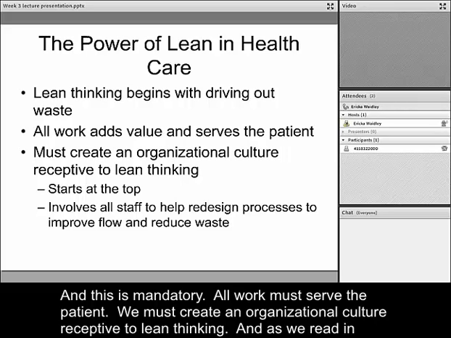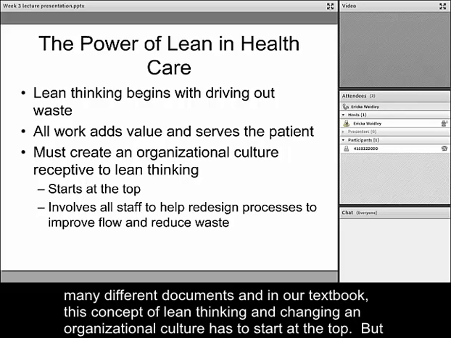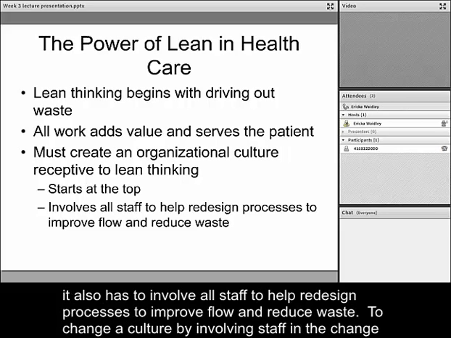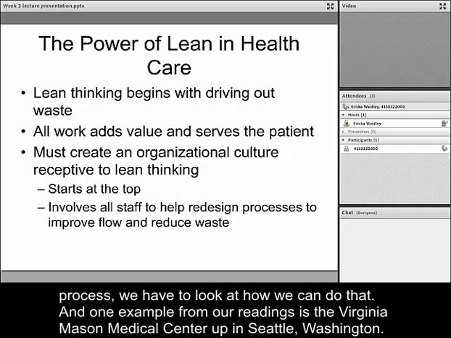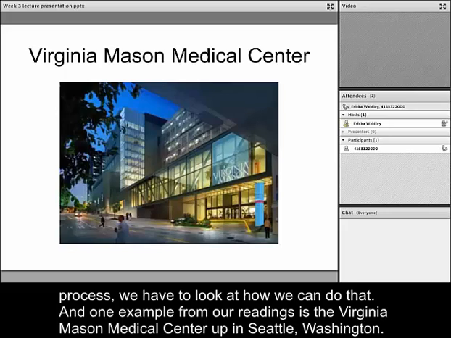We must create an organizational culture receptive to lean thinking. And as we've read in many different documents and in our textbook, this concept of lean thinking and changing an organizational culture has to start at the top. But it also has to involve all staff to help redesign processes to improve flow and reduce waste. To change a culture by involving staff in the change process, we have to look at how we can do that. And one example from our readings is the Virginia Mason Medical Center up in Seattle, Washington.